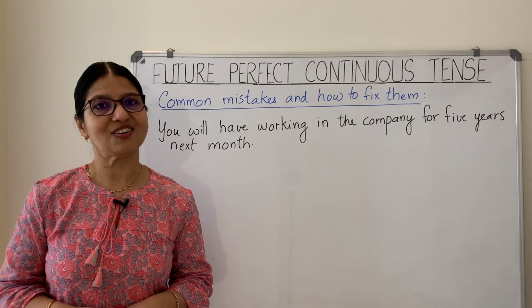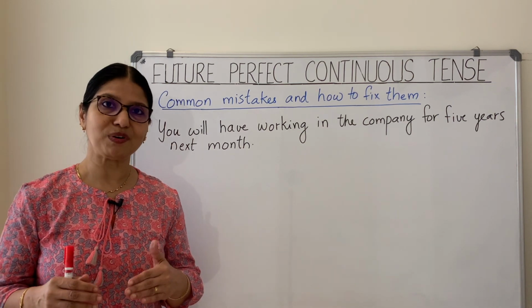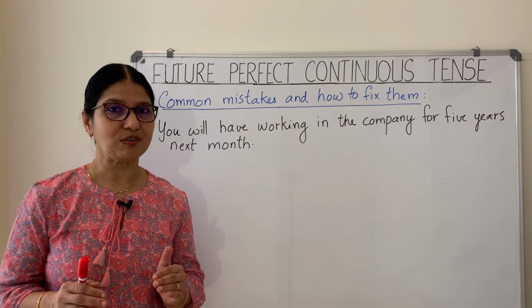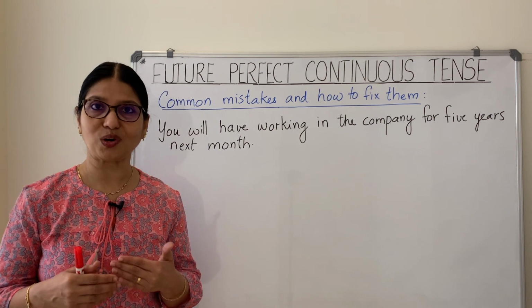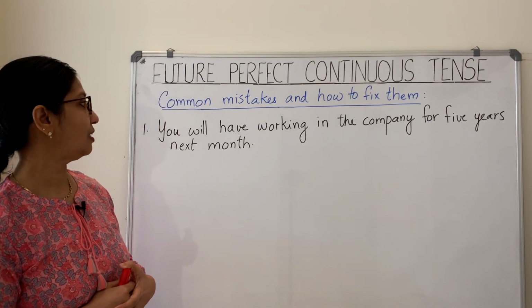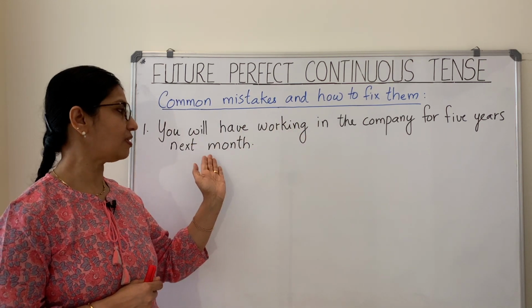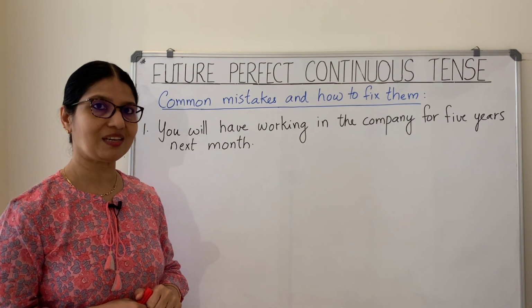As a part of consolidation, let's take up some of the common errors made when the future perfect continuous tense is used. Let's try to find out the mistakes, and when fixing them, let's practice what we have learned. So here is the first sentence for you. You will have working in the company for 5 years next month. Can you find out a mistake here?